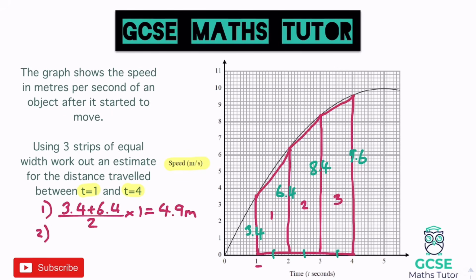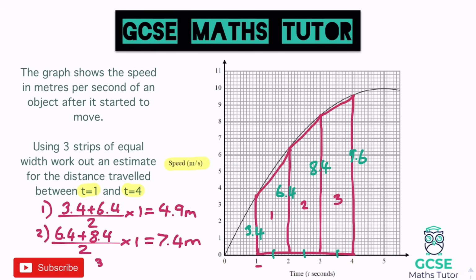We've got 6.4, the height on the left of that one, plus 8.4. And again, we're going to halve that answer, times it by 1, the distance between them. So 6.4 plus 8.4, and that gives us a total of 14.8. And if we divide that by 2, we get 7.4. There we go. So there's our next distance, 7.4.